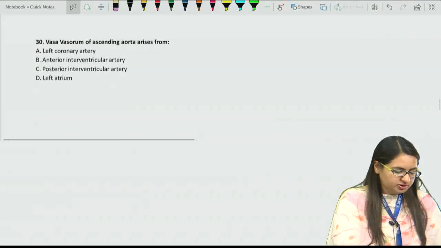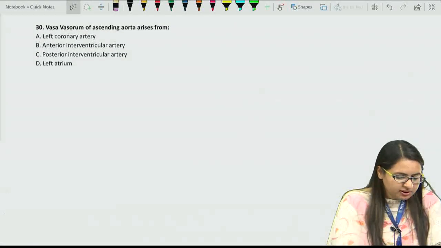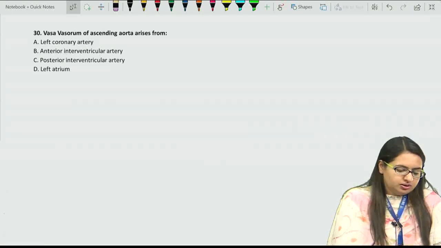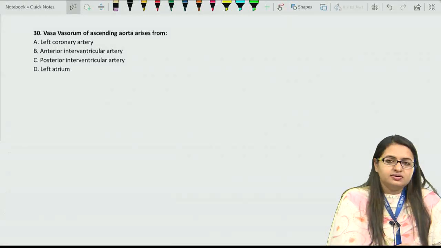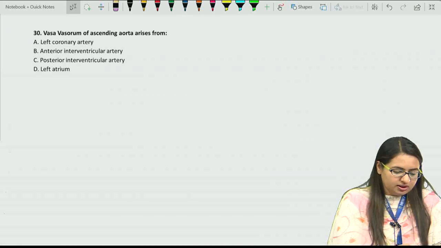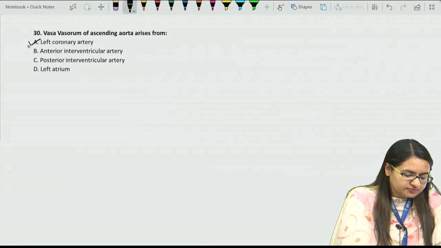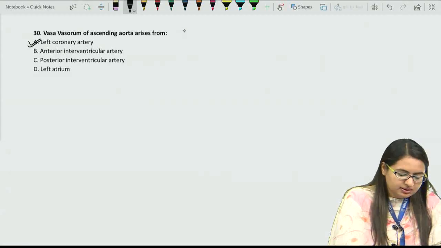Next is question number 30. The question says Vasa vasorum. Now the Vasa vasorum of the ascending aorta arises from the coronary arteries. The answer for this question is A. For the ascending aorta, it arises from both the right and the left coronary artery.